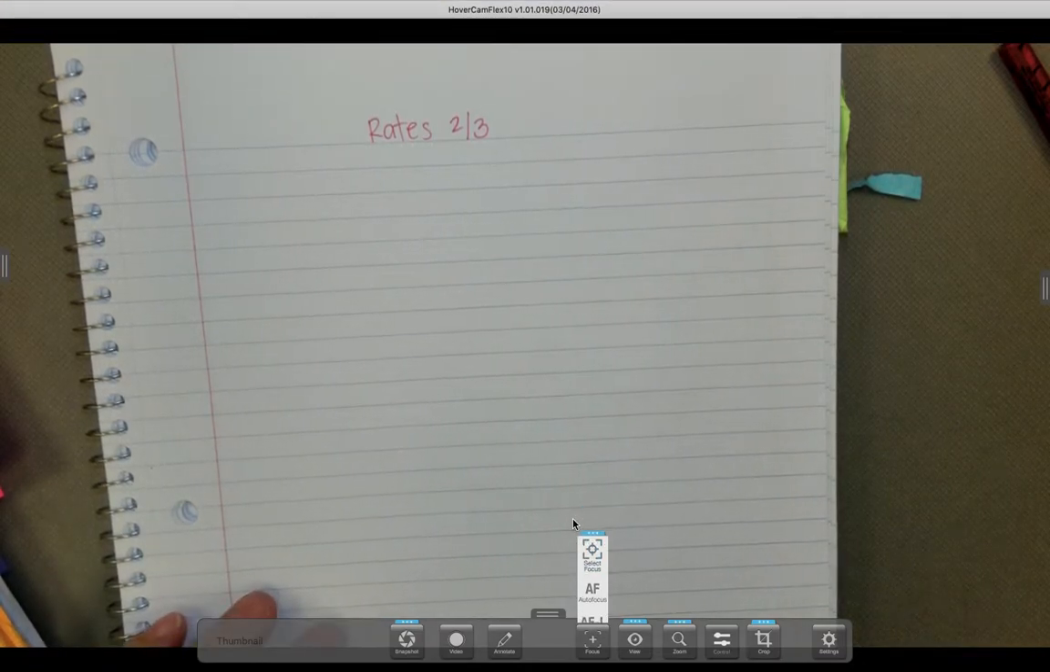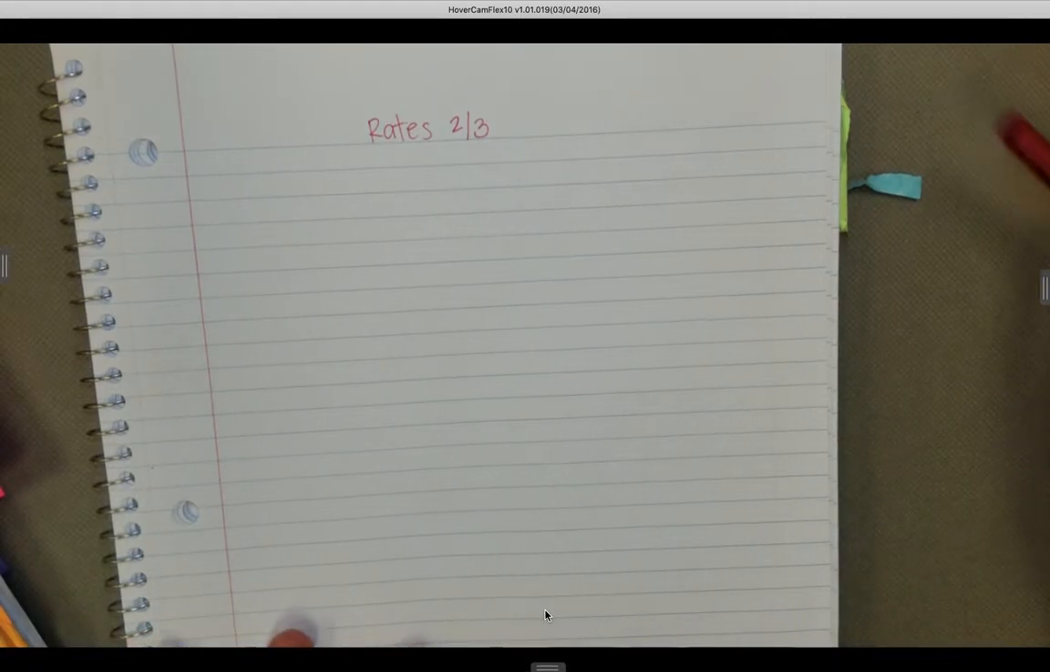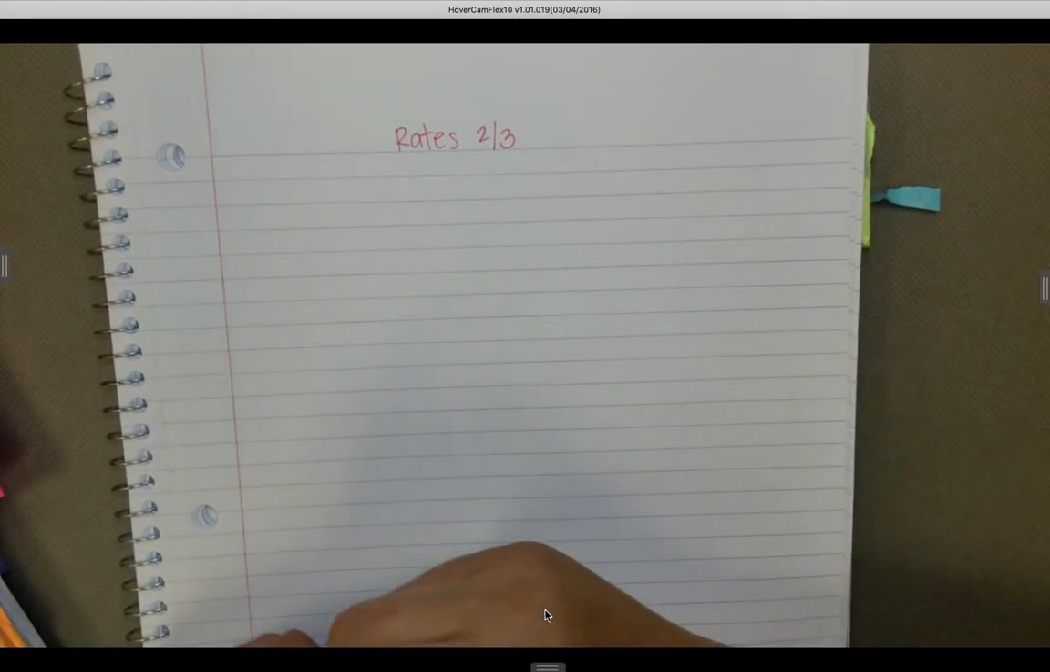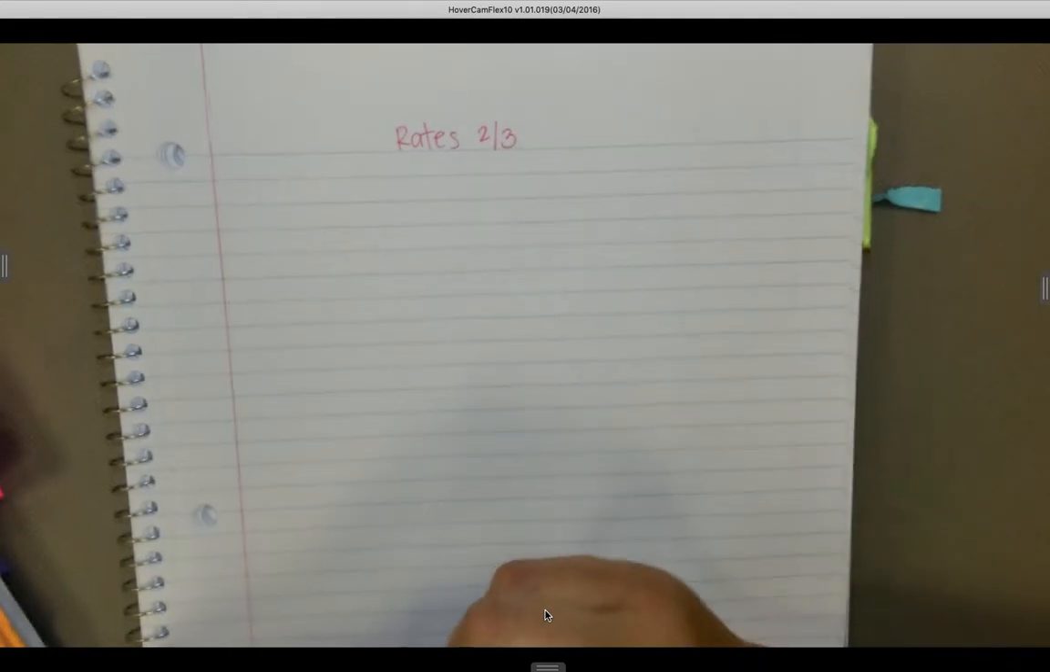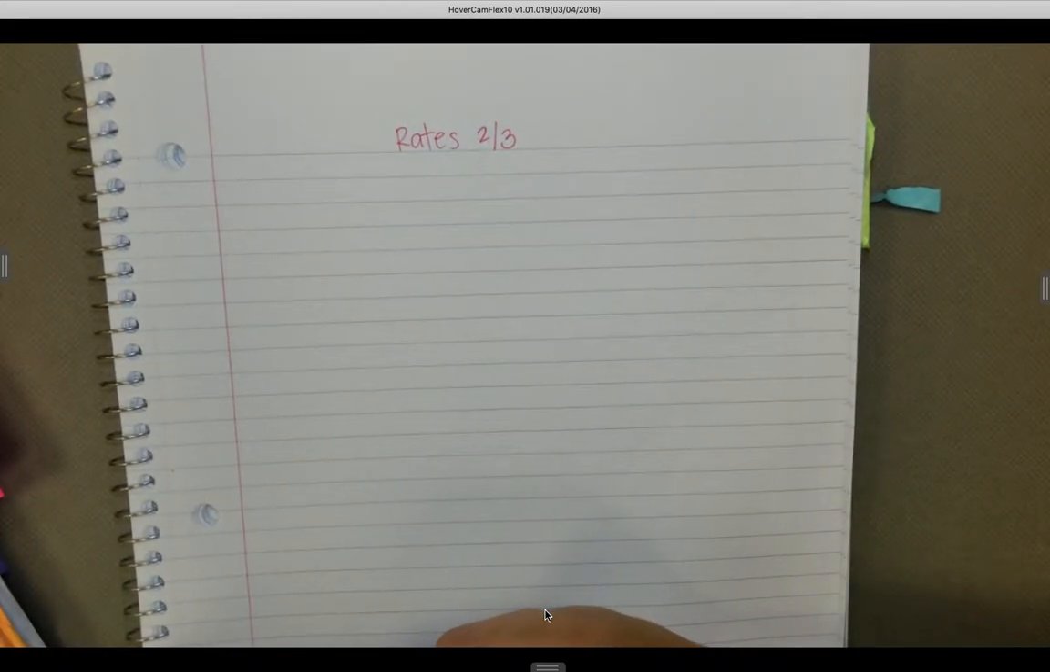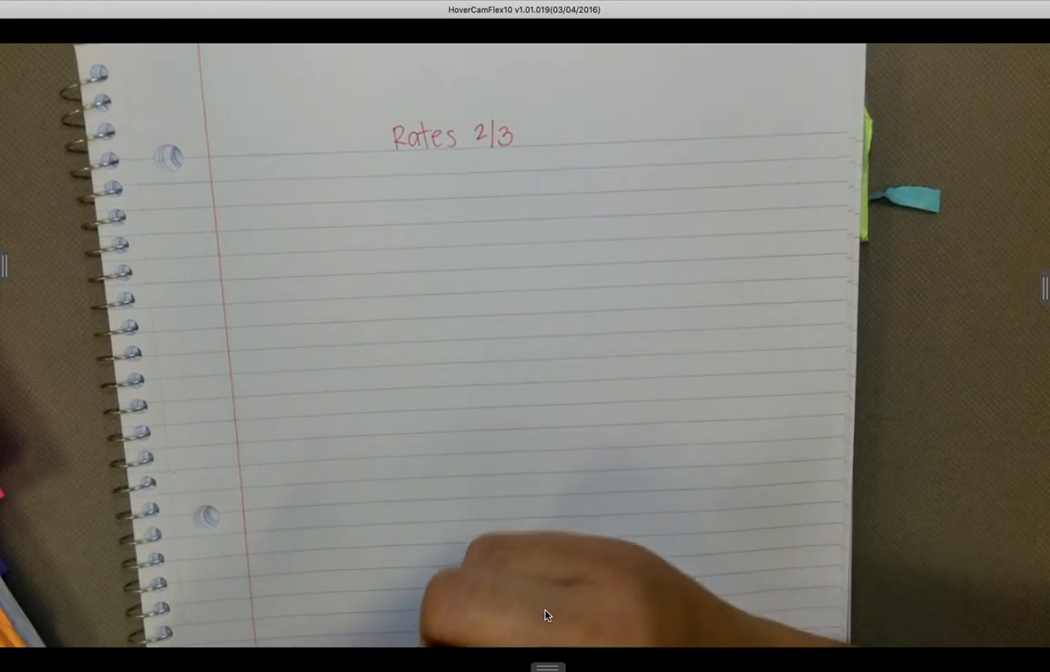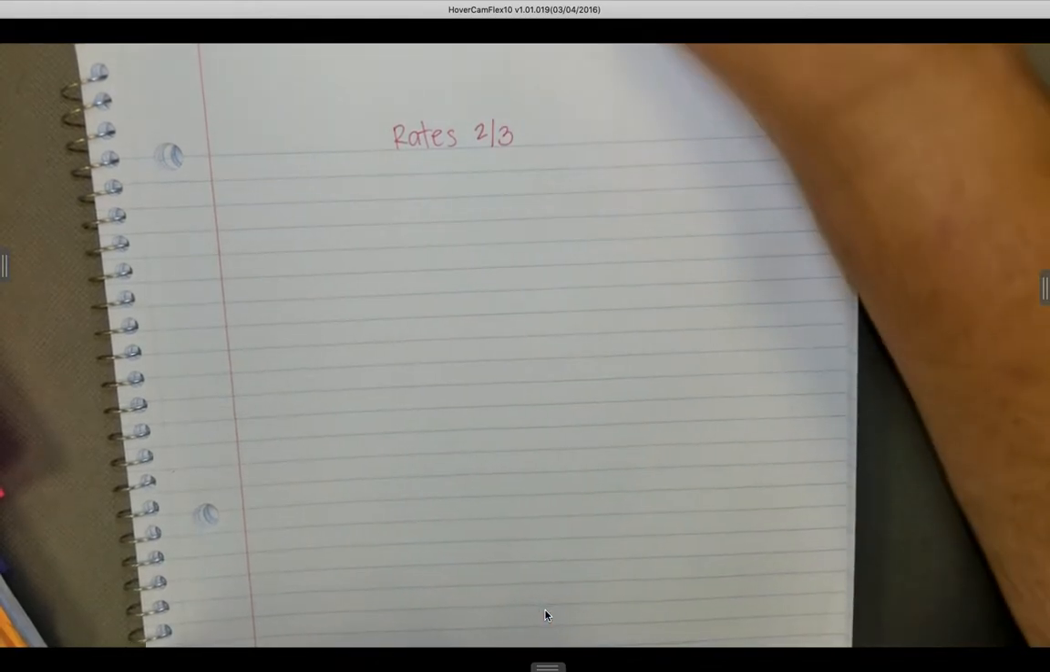All right, what we're talking about today are rates. And we talked a little bit about rates this morning when we were talking about how much one candy per bag costs. So I'm going to talk a little bit more about why that's a rate.